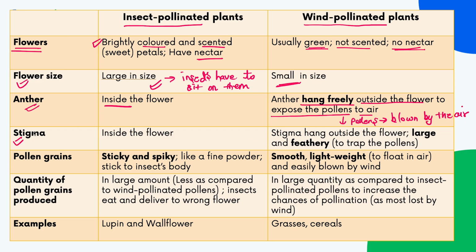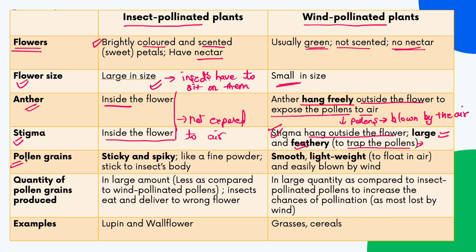Next is stigma. Stigma of insect-pollinated plants is also present inside the flower. Both the anther and stigma are present inside because they are not exposed. They don't need to be exposed to the air. While in case of wind-pollinated plants, stigma also hangs outside the flower. It is essential to trap the pollen grains that are carried by the wind. Also, stigma is large and feathery in appearance as compared to the stigma of the insect-pollinated plants.